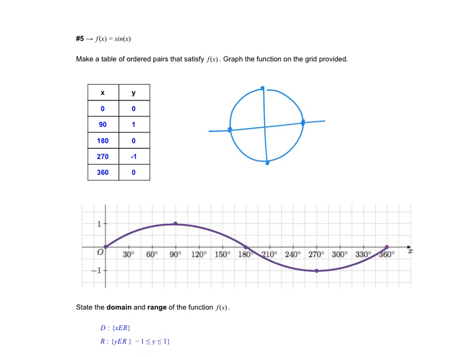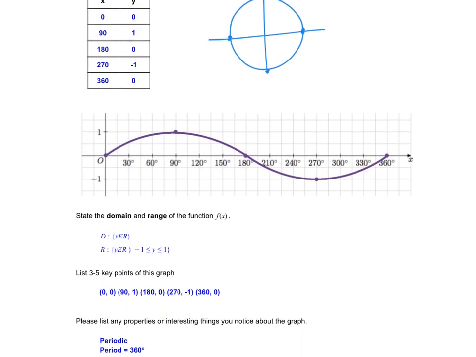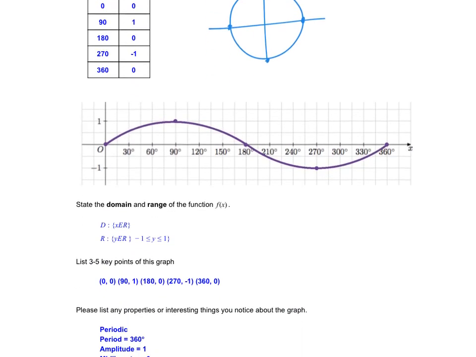So this continues forever and ever because it is periodic, meaning the domain is going to be x as an element of all real numbers, and the range is going to be restricted based on your max and min. And our max and mins are 1 and -1. So that's what our restrictions are going to be.